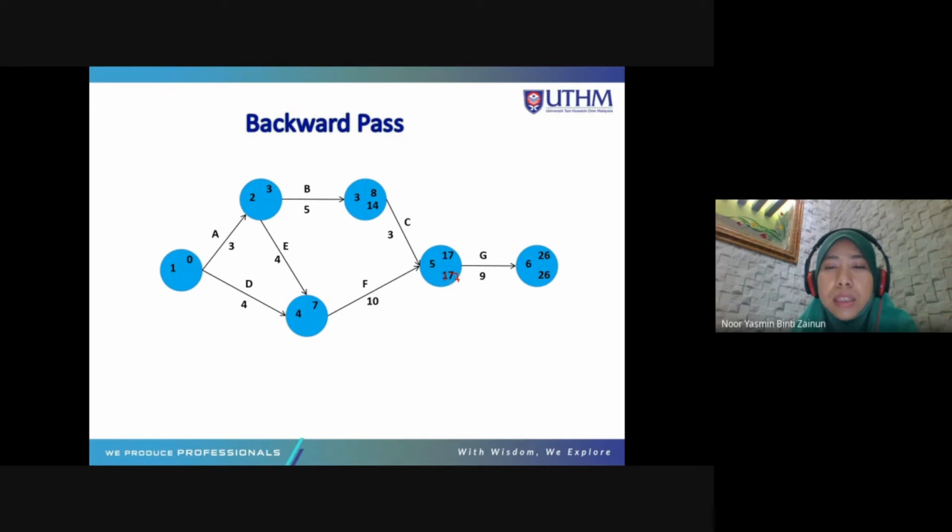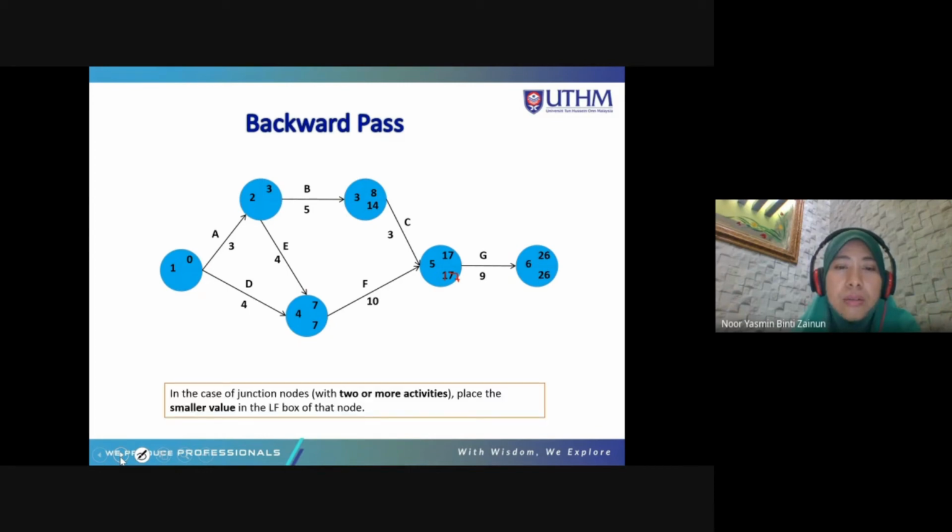And then 17 minus 3, you get 14. Looking at the arrow, there is only one, so no choice. And then 17 minus 10, which is 7. However, look here, you have more than 2 activities coming out from node number 2. So you need to select the smaller value. 14 minus 5 is 9, and then 7 minus 4 is 3. So the smallest value is 3, so you need to put 3 there.